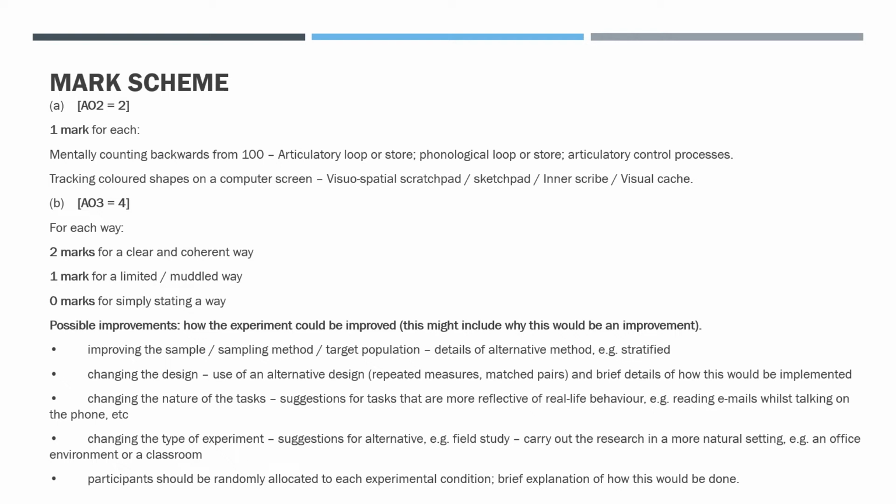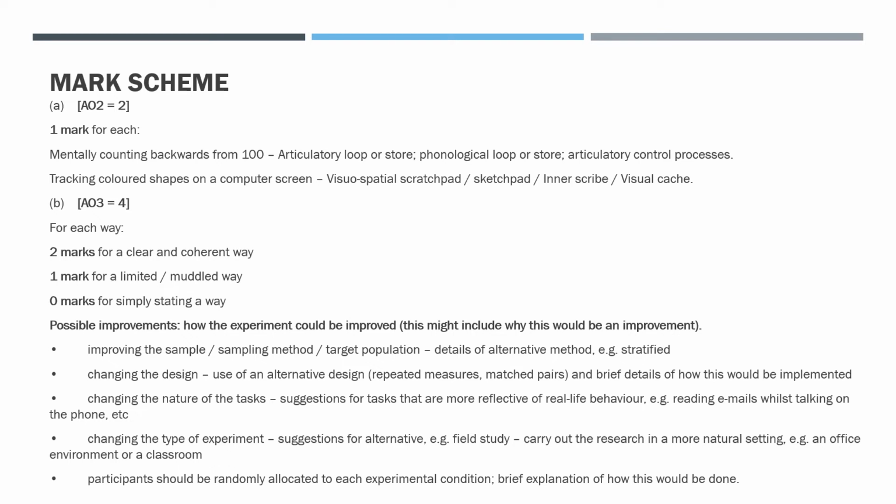You could have said change the tasks because they are too fake, so make them a bit more reflective of real life, like reading emails while talking on the phone. That would be something you would ordinarily do. You could say change the type of experiment, so you could make it a field study and carry it out in a more natural setting like a classroom, or you could say participants should be randomly allocated. You need 2, so it's 2 marks for each.